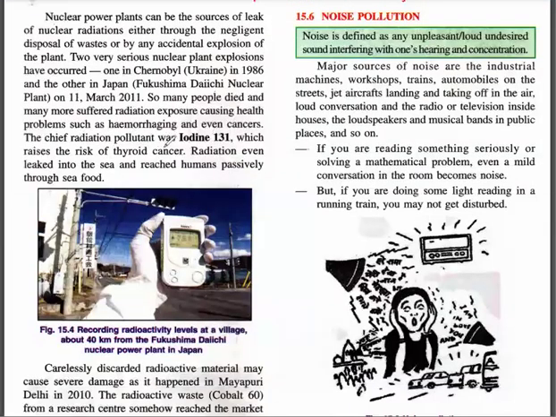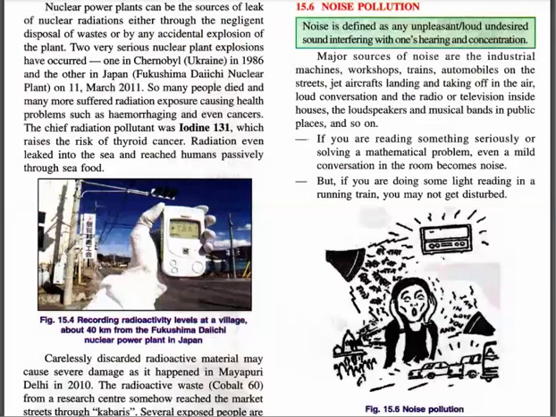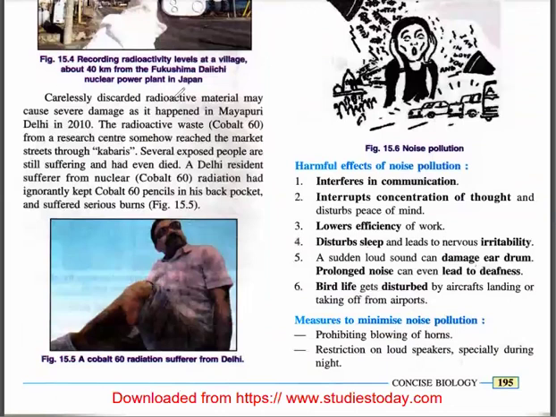So therefore, we have the example of iodine 131, right? Nuclear power plants can be sources of leaks of nuclear radiation, either due to negligent disposal of waste or any accidental explosion of the plant. Then we have to know about noise pollution. We have also this cobalt 60.